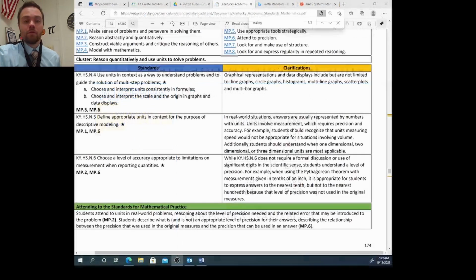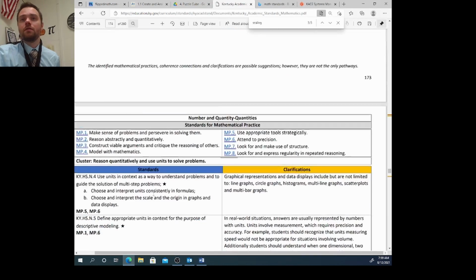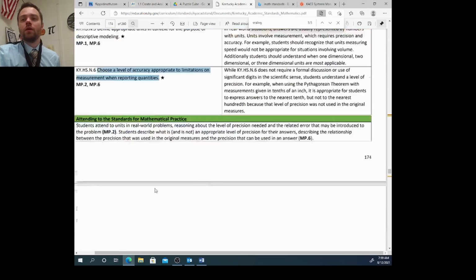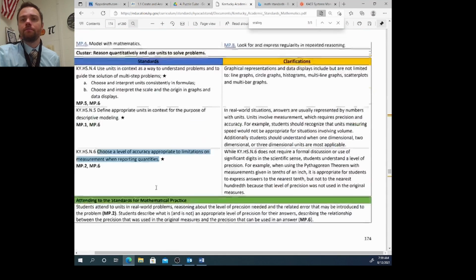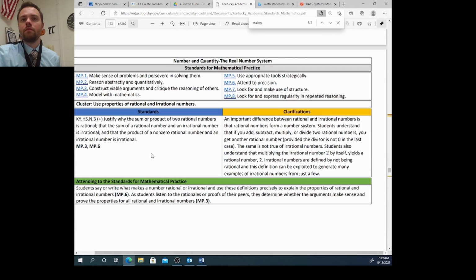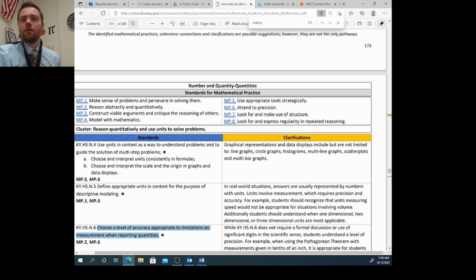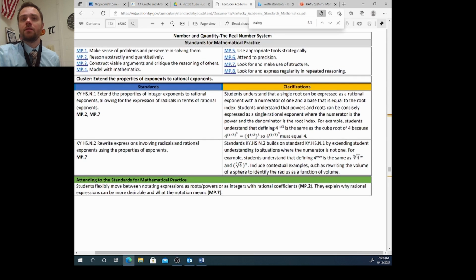The first thing that we want to go over before that is a few standards. I'm going to talk about appropriate units and context for the purpose of descriptive modeling, so this is going to be limited to a few scatter plots. I'm going to choose a level of accuracy appropriate to limitations on measurement and reporting quantities. Okay? We want to understand what type of unit we're dealing with. We want to use units in a context as a way to understand problems.